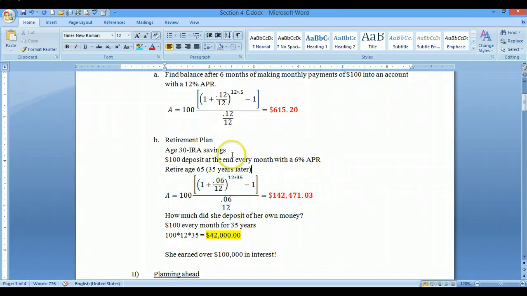All right, now with this retirement plan, how much money did this person actually deposit of her own money? So let's go back. If this person is depositing $100 at the end of every month, so $100 every month for 35 years, it's just a matter of multiplying. $100 times 12 months in a year times 35 years. You can even think of it as a unit conversion, which we did in Chapter 2.